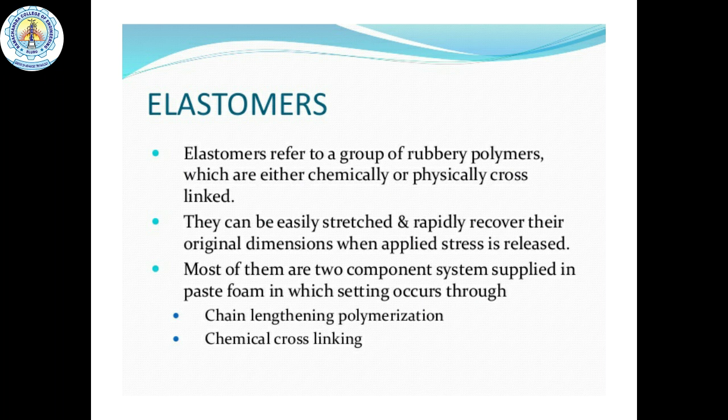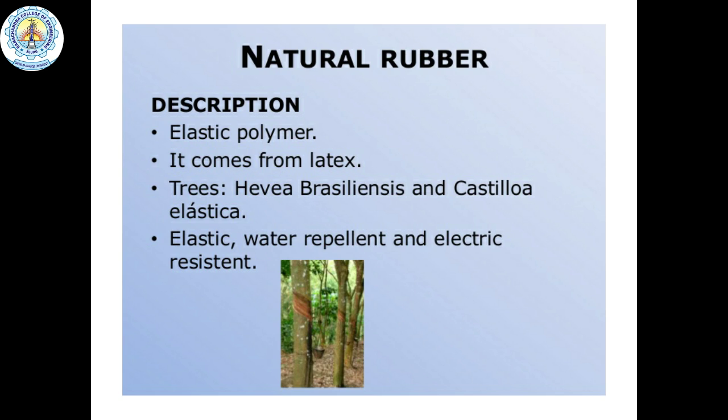Most of them are two component systems supplied in paste form, in which setting occurs through chain lengthening polymerization and chemical cross linking. Elastomers are basically two types, those are natural rubber and synthetic rubber. Coming to the natural rubber, rubbers are high polymers which have elastic properties in excess of 300%. Suppose we are taking a rubber band, that rubber band can be stretched to 4 to 10 times of its original length, and as soon as the stretching force is released, it returns to its original length.